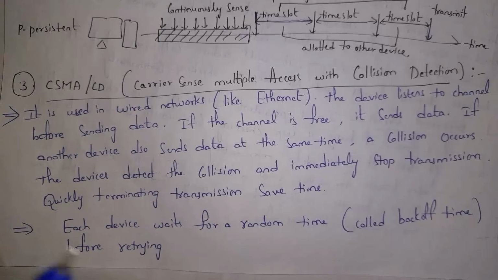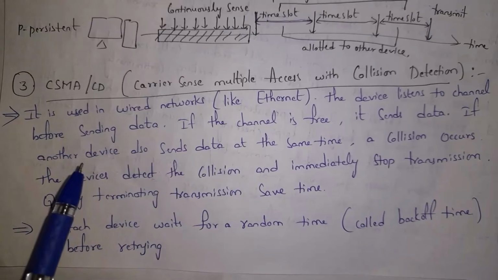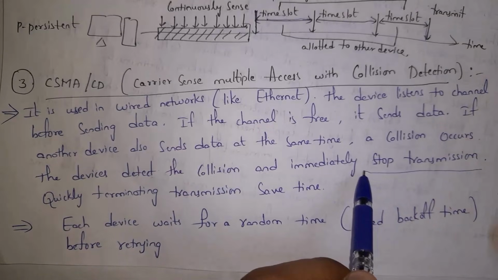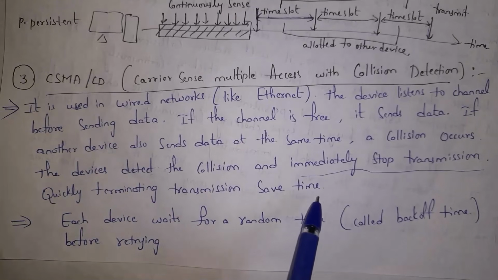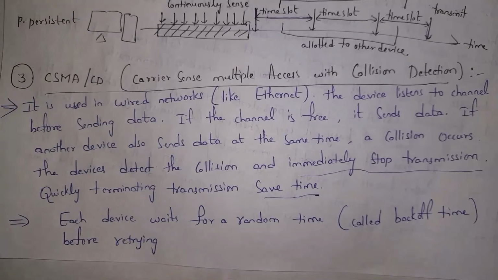And if multiple devices send data at the same time, then collision will occur. In the CSMA/CD protocol, whenever collision occurs, the device will identify the collision and will immediately stop transmission. If we stop transmission immediately, then it will save our time. If collision occurs, the device will not send data immediately. Instead, before retrying, the device will wait for some random time. We call this random time back-off time. After waiting for some random time, the device will again send the data.